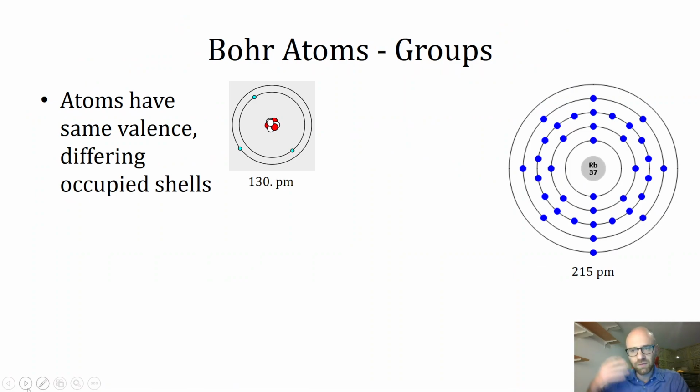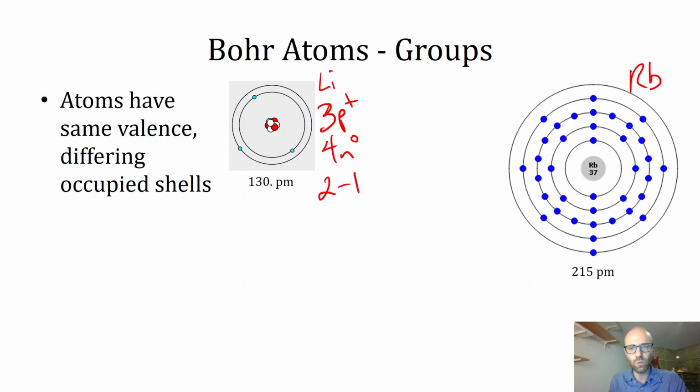Before we get too far into the conclusions, I'd want to build up some ideas behind it. So to look down a group, here I've copied a Bohr atom for lithium, and this is a Bohr atom for rubidium. What we have here is 3 protons, 4 neutrons, and then our electron configuration is 2-1. And then for rubidium, we have 37 protons. We've got some number of neutrons, although we're not going to worry about isotopic effects. And then our electron configuration is 2, 8, 18, 8, 1.